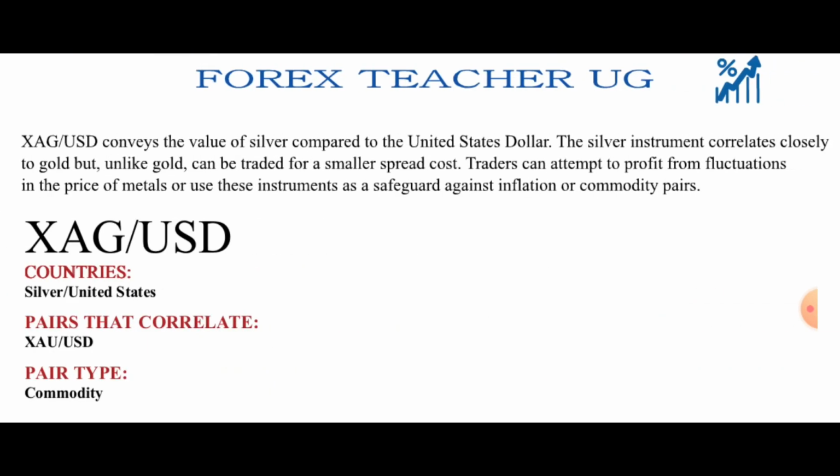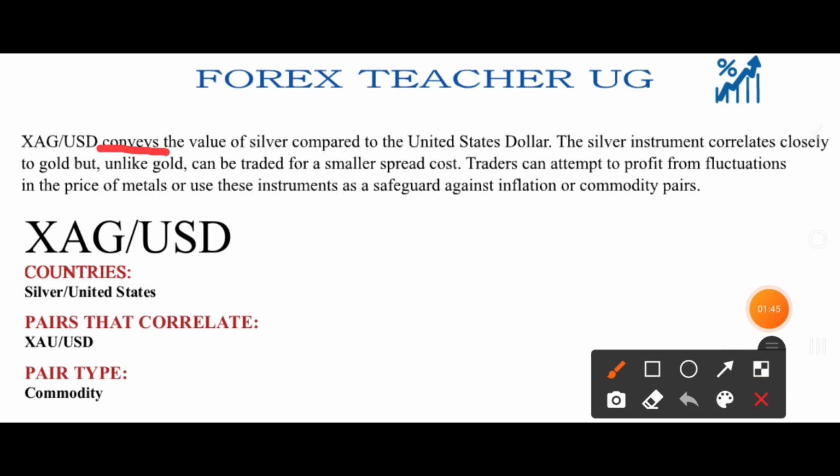So now let's look at the XAG. The XAG conveys the value of silver compared to the United States dollar. So the silver instrument correlates closely to gold, but unlike gold, can be traded for smaller spread cost. Yes, that's the fact. Traders can attempt to profit from fluctuations in the price of metals or use these instruments as a safeguard against inflation.